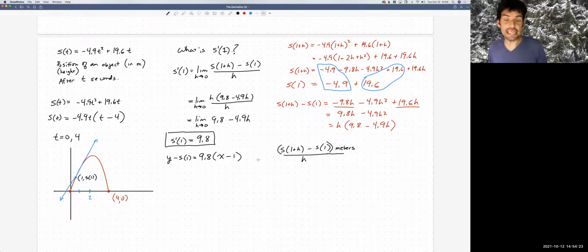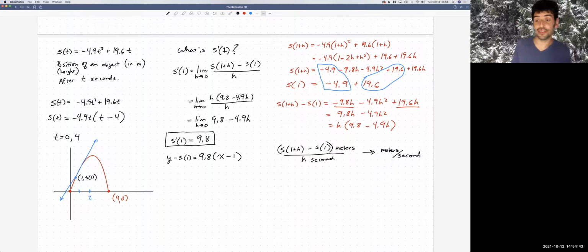h is a thing we're putting into our variable t. It's seconds. And so this quotient has units of meters per second, right? In other words, it's the rate of change of meters with respect to seconds. How much do the meters change every time the seconds change?